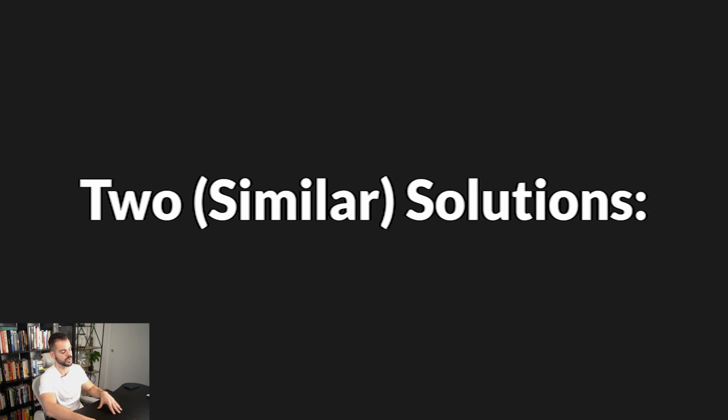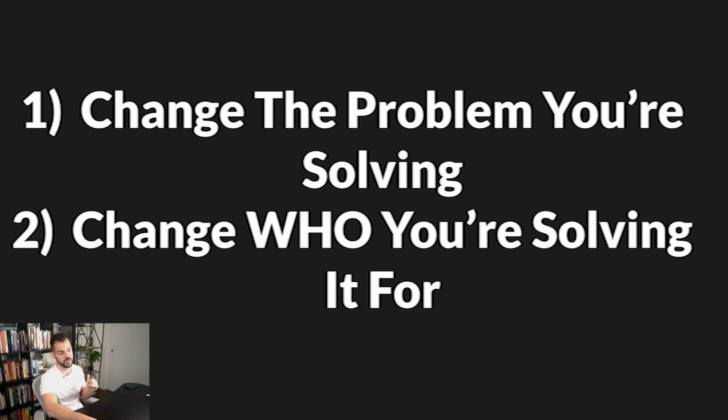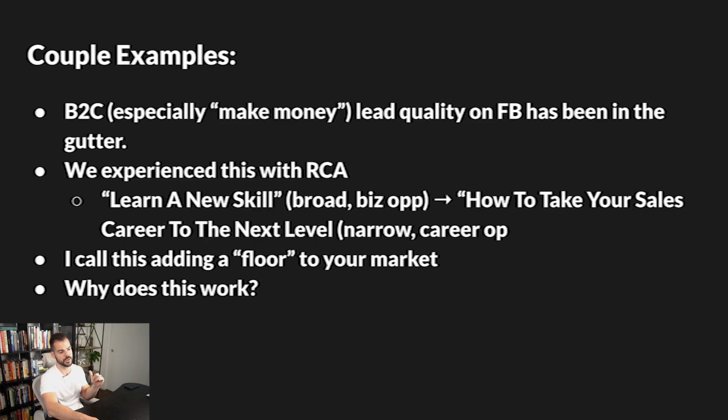So there's two similar solutions. They come from the same train of thought. Number one is you can change the problem you're solving. Number two is you can change who you're solving it for. Okay, so I'll give you an example, right? With B2C make money stuff, lead quality's been in the gutter. So I have a company that's basically a sales rep certification company. If people want to learn a skill and be able to get a sales gig and make 6 figures, it's a course and consultancy program that teaches that, right?